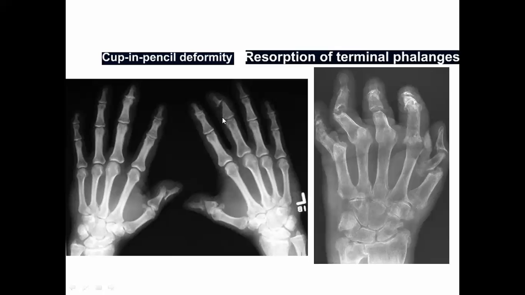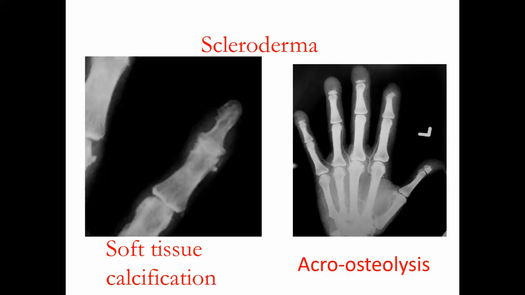So we have acroosteolysis in leprosy, acroosteolysis in psoriasis, and acroosteolysis in scleroderma. Now we have three. Acroosteolysis means resorption of the terminal phalanges, occurring in leprosy, in the neuropathic type, and in psoriasis and in scleroderma.